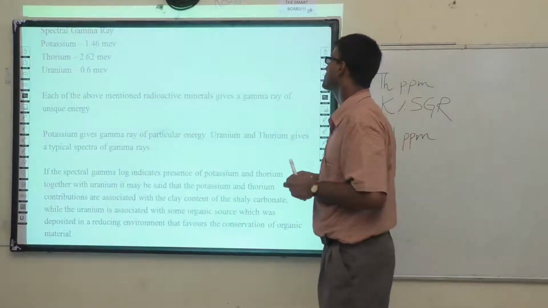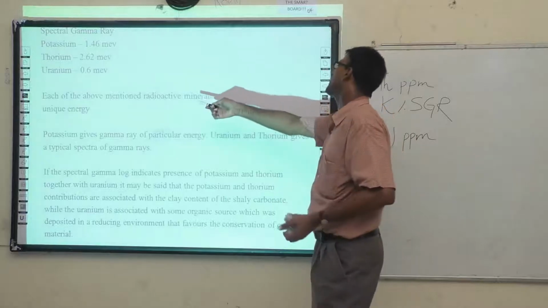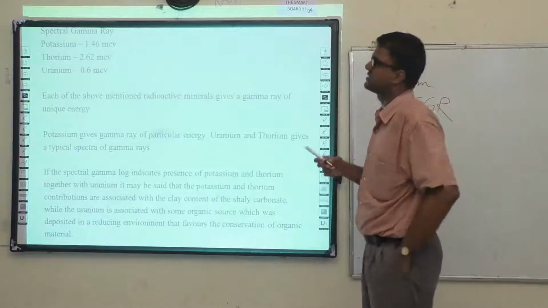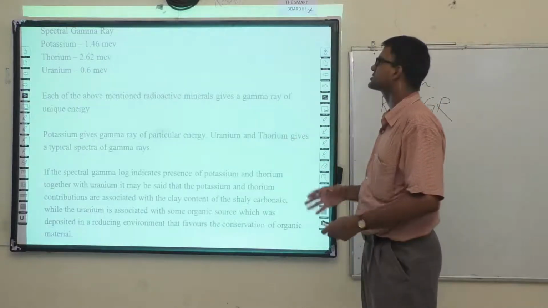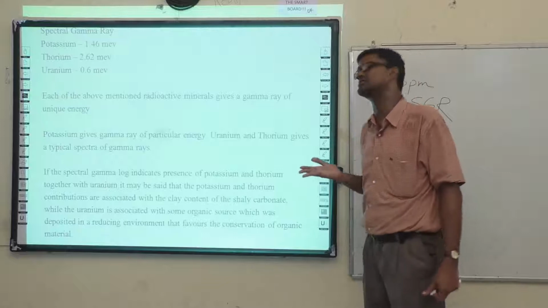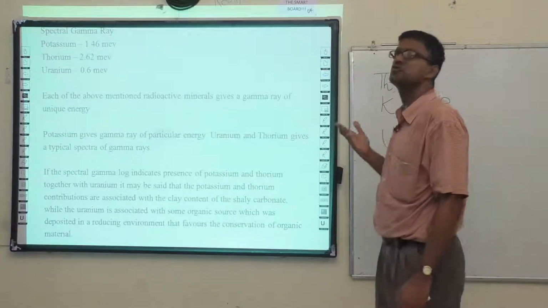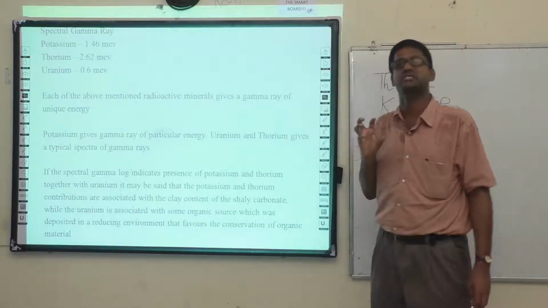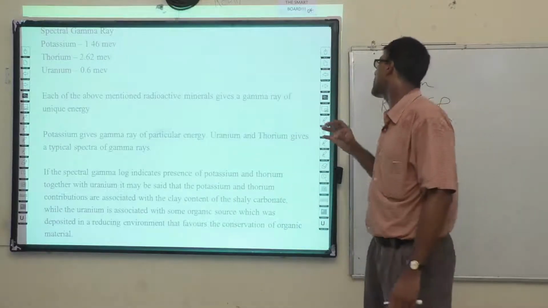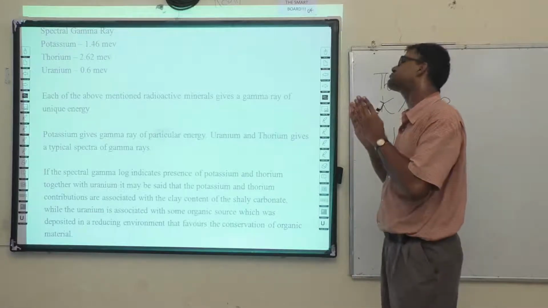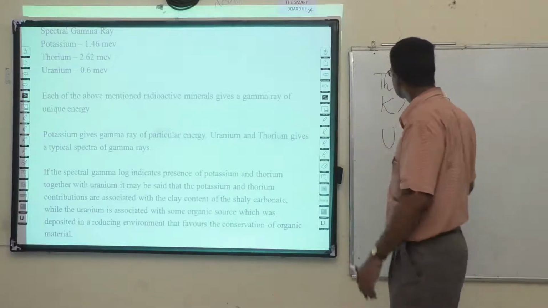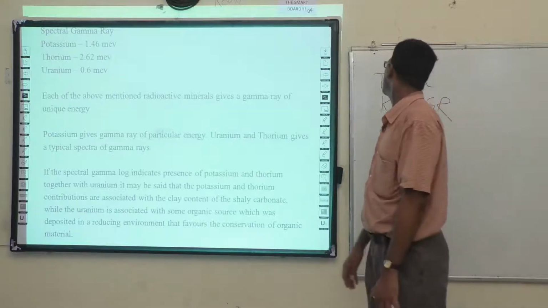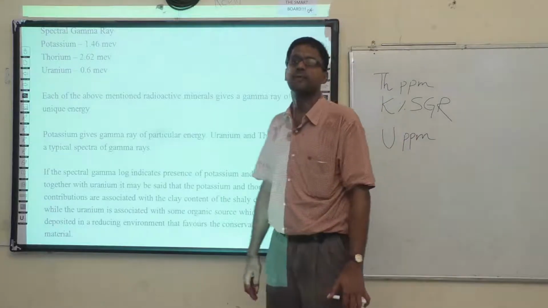Now, each of the above mentioned radioactive minerals gives a gamma ray of unique energy. As I told you, it is 1.46, 2.62, and 0.6. So all these stand for unique energy. Potassium gives gamma rays of particular energy, whereas uranium and thorium give us spectra of gamma rays. That is the reason why uranium and thorium are measured in ppm and potassium is measured in percentage.